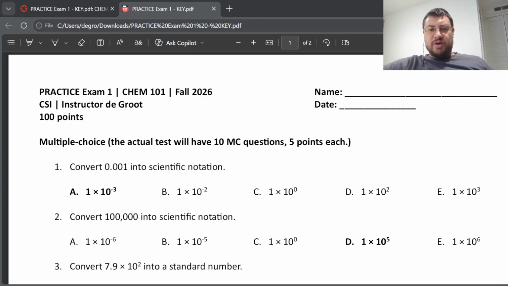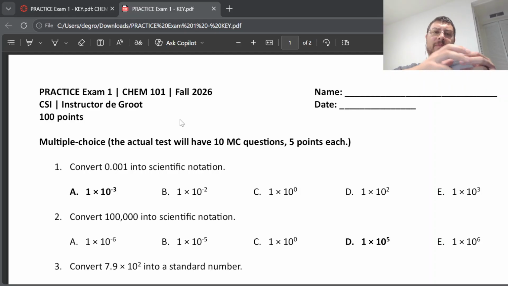Hey everyone, so I thought I'd spend a little time going over the practice exam key for practice exam 1, fall 2026. The exam is really more like a mini exam because it's just 15 questions or so. 10 multiple choice questions, 5 points each, and then 5 free response questions, 10 points each, adding up to 100.